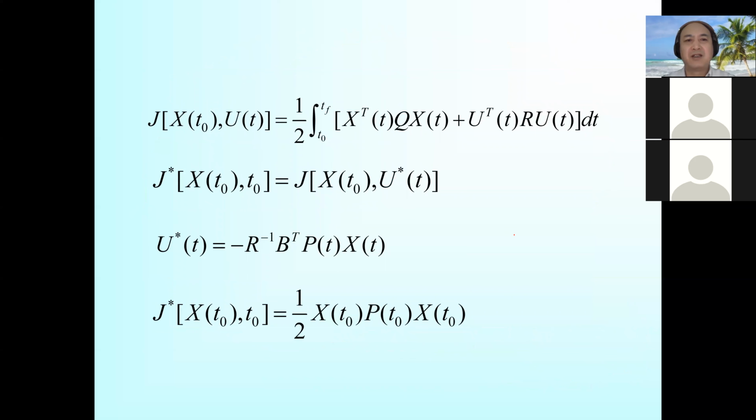So here are the solutions. Starting from x(t0), your cost will be like this, and given u, you have a difference. So this is a functional.